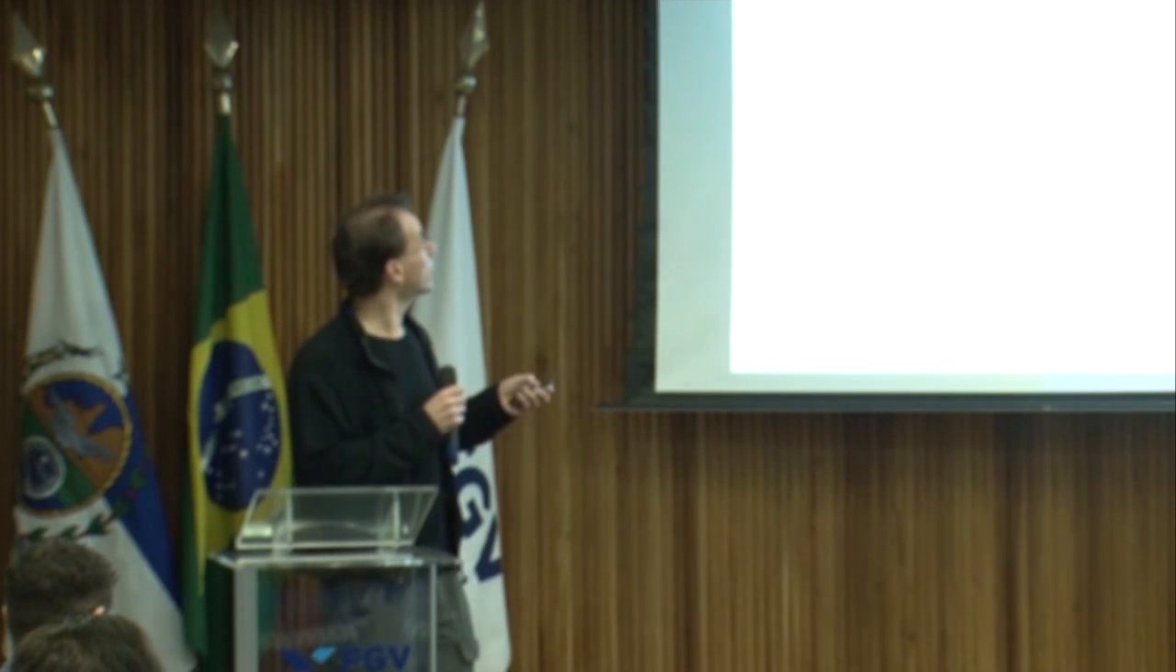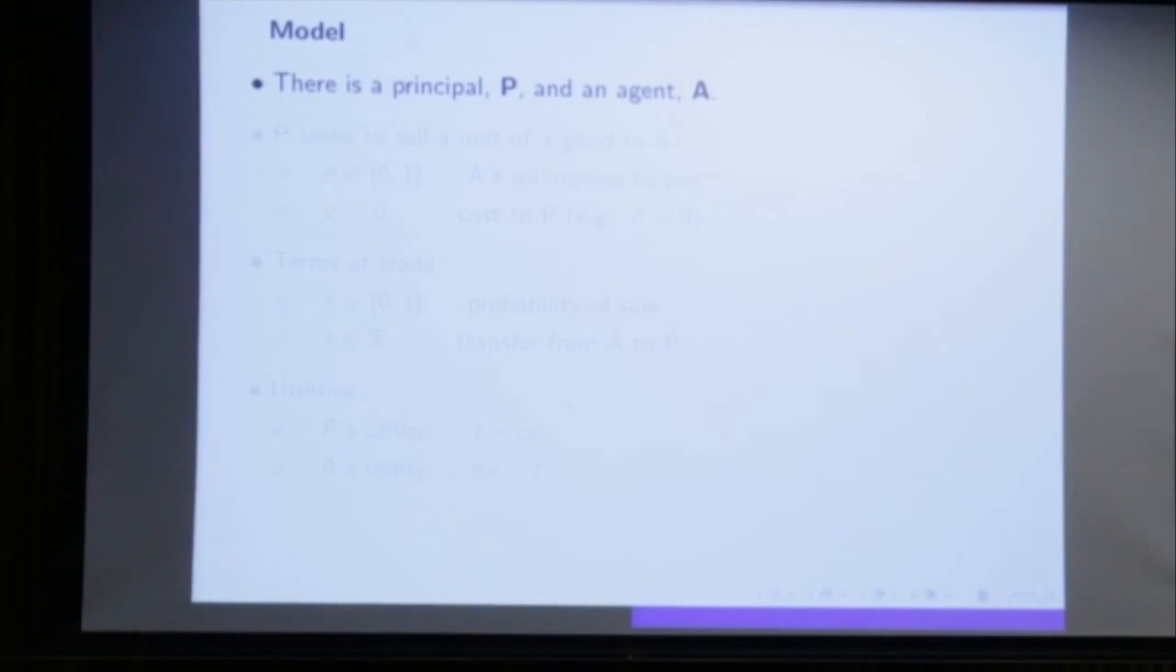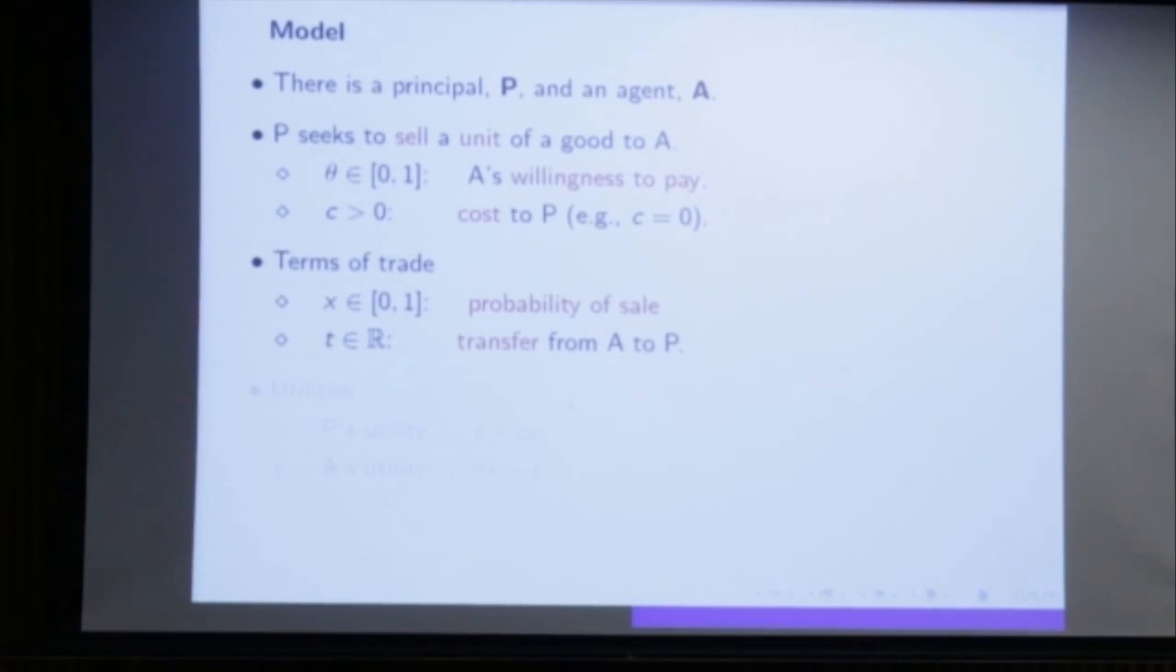Okay. So what is the model? We have a principal and an agent. The principal wants to sell something, the jeans, the shoes, to the agent, and theta will be the agent's willingness to pay. It's somewhere between 0 and 1. The cost of production is C, the cost to the principal of producing the good. The terms of trade are very simple: there's a probability of sale, X, and a transfer from the agent to the principal, some amount T in R. Nicely simple quasi-linear framework. The principal's utility is simply the transfer minus the cost, times the probability X that he will supply the good, and the agent's utility is his willingness to pay times X minus what he has to pay. Very, very standard.